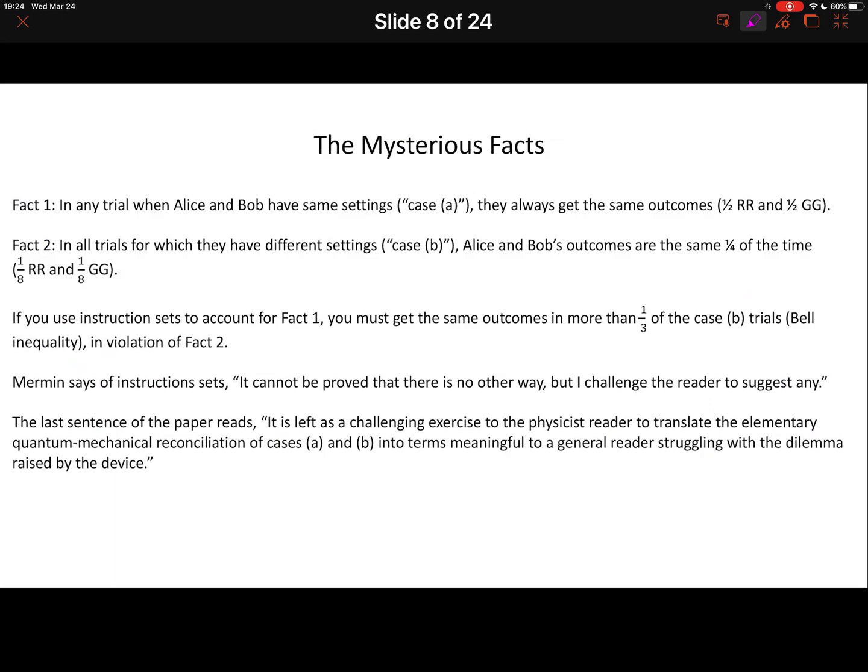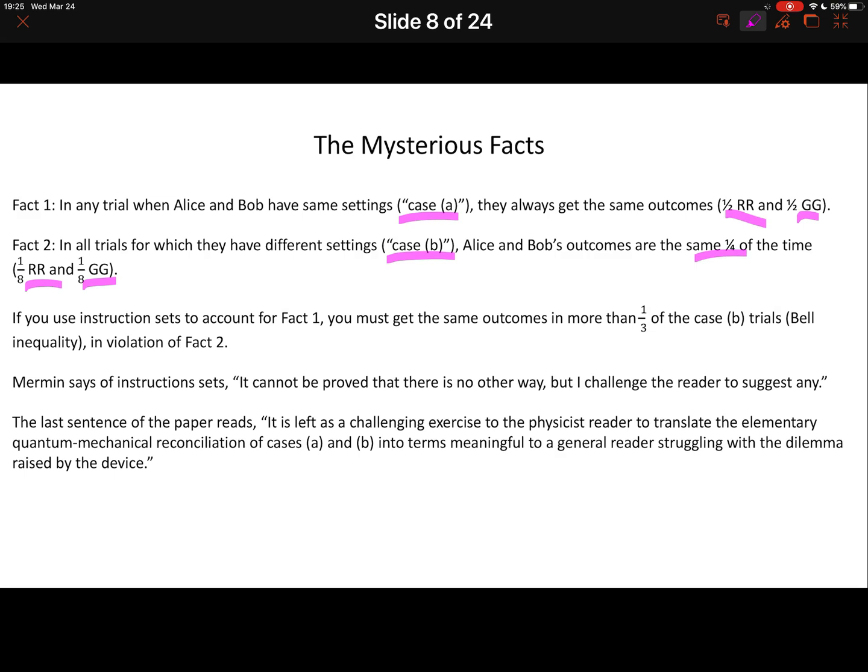Okay. And here are the 2 facts concerning the way this Mermin device functions. Fact 1, when Alice and Bob have the same settings, case A, they always get the same outcomes. Half the time red, half the time green. Fact 2, when they have different settings, case B, they get the same outcomes 1/4 of the time and split again. So what's so mysterious about that?